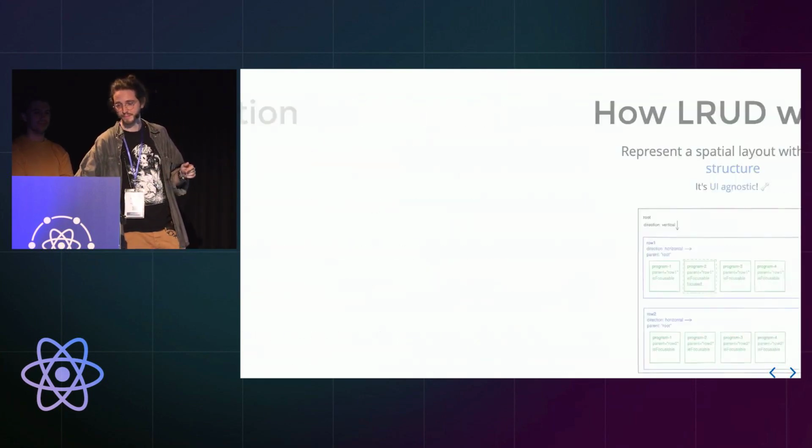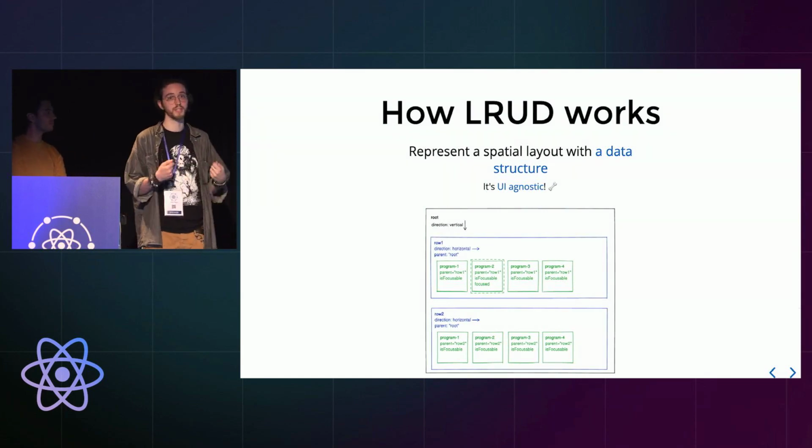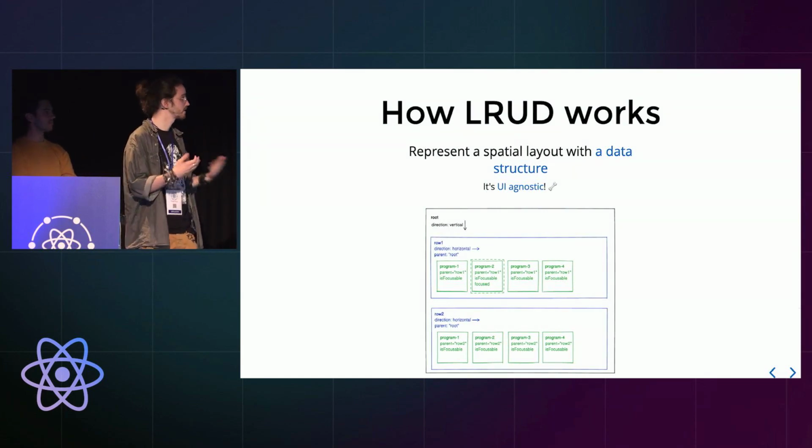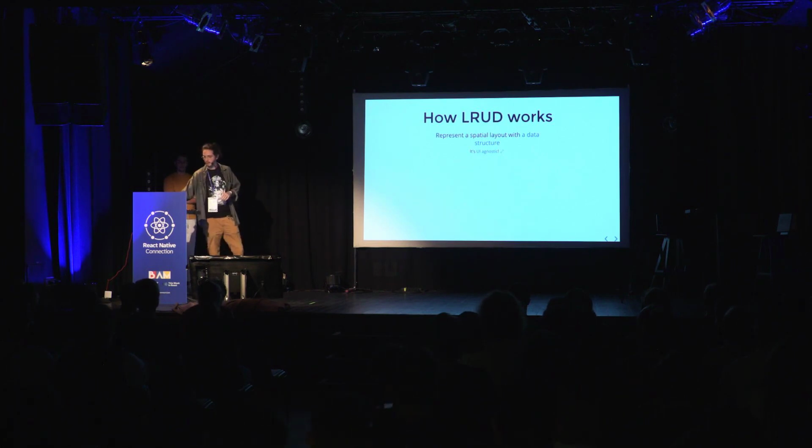And how does it work? So the goal of Lrud is to represent a spatial layout using a data structure. It's completely UI agnostic. You can use it for whatever framework that can run JavaScript. Yeah, its goal is to be generic. It's small, but it doesn't matter.